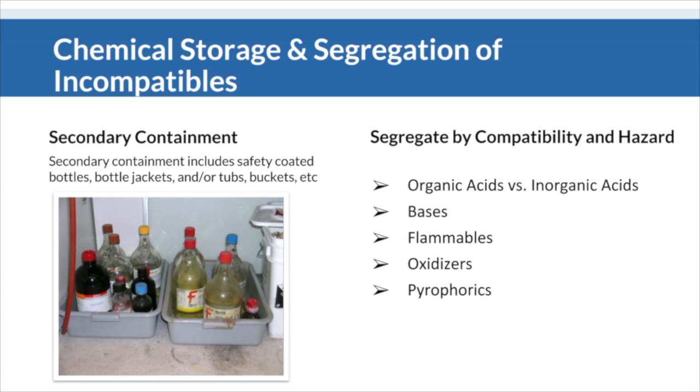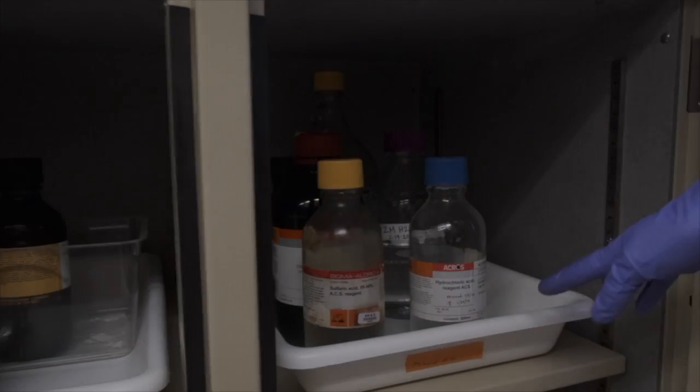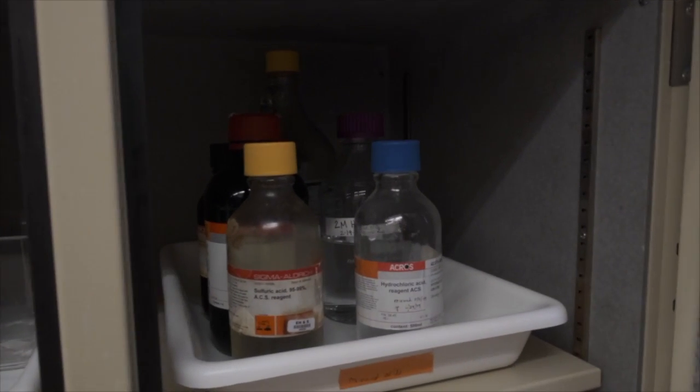Proper chemical storage involves segregating your chemicals by compatibility and hazard, not necessarily alphabetically, because that can be more dangerous if chemicals leak or spill and potentially cause a reaction. For example, let's take a look at how to properly segregate acids based upon their compatibility. Use secondary containment bins to help segregate your acids.